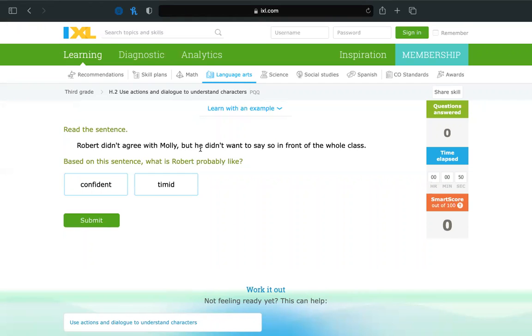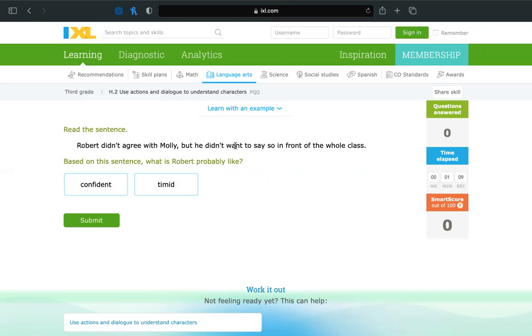Robert didn't agree with Molly, but he didn't want to say so in front of the whole class. Okay, so based on this sentence, what is Robert probably like? Is he confident? Is he bold? Is he not afraid to say what's on his mind? Or is he timid? Is he shy? Is he maybe hesitant to speak up?